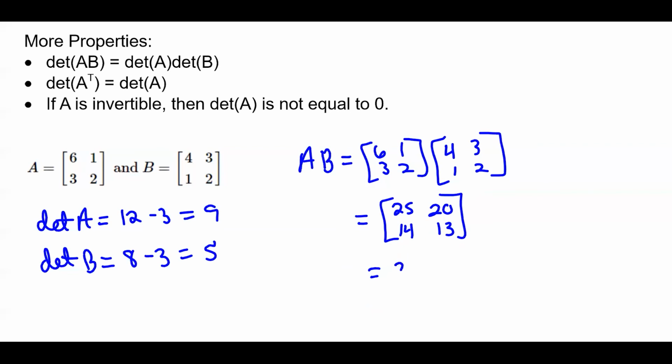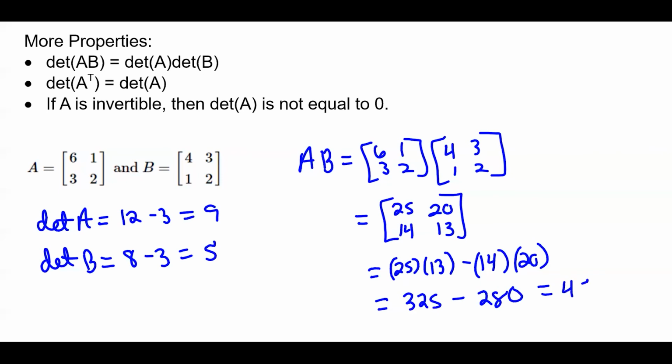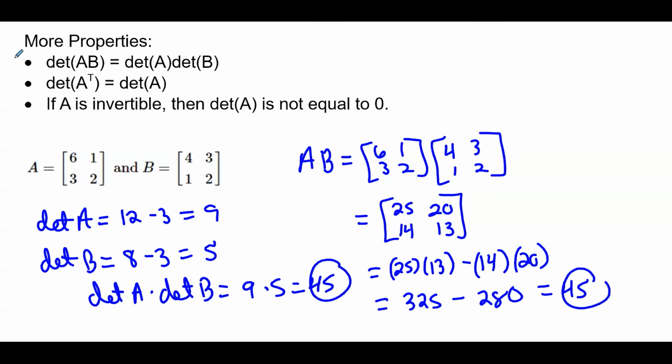Then we're going to find the determinant. So it'd be 25 times 13 minus 14 times 20. So this is 325. I'm just using a calculator here. This is 280. That's 45. So the determinant of A times the determinant of B is 9 times 5. So that's also equal to 45. Right, so these are the same, just like this says.